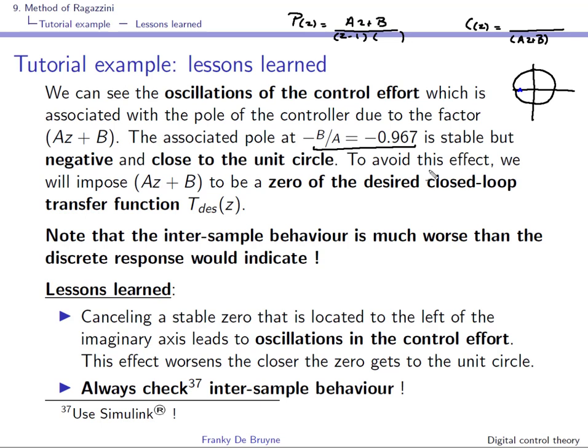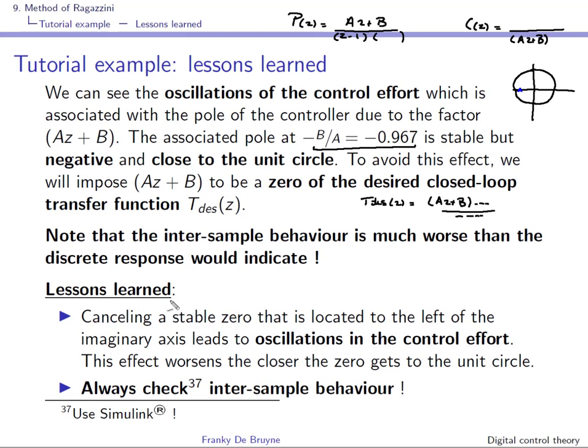So to avoid this, we should impose that this factor here should be a zero of T desired. Okay, so the T desired is Az plus B, so that we keep it in the numerator in T desired. In this way we will not find it at the denominator of C, right? So we could see that the intersample behavior was much worse than we could expect if we looked only at the discrete response in Matlab.